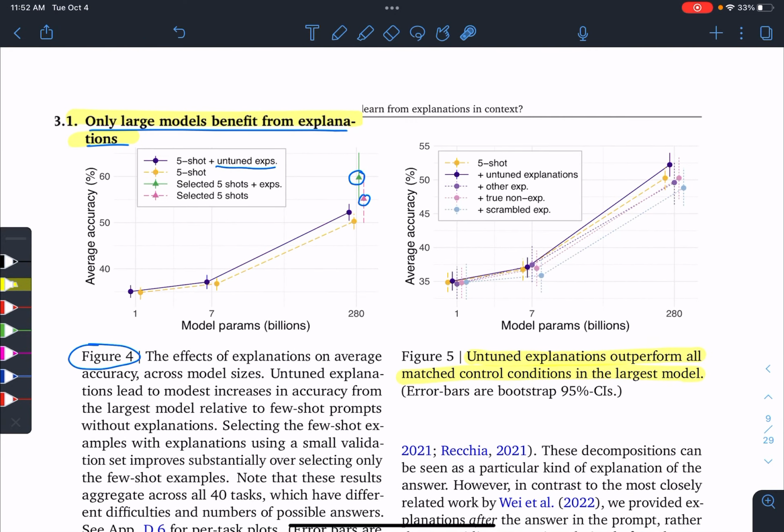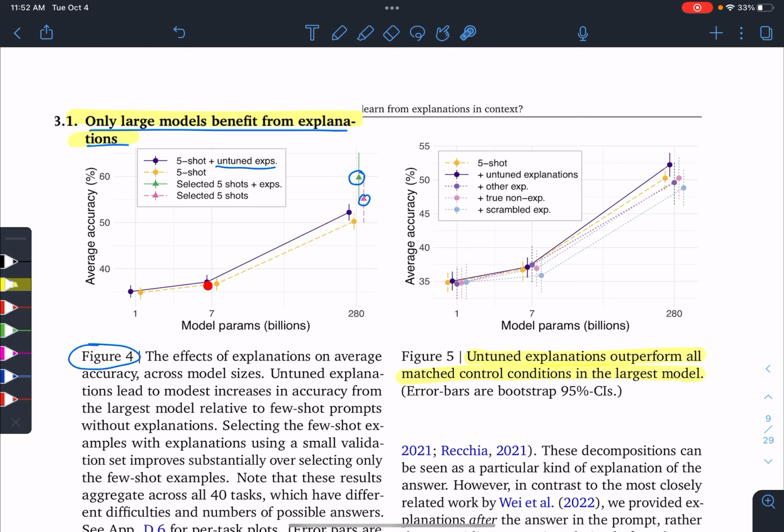So there is some more analysis. This is only large models benefit from explanation. So this is the number of parameters in the model, and this is average accuracy over 40 tasks. Okay. The yellow one is just the 5 shots without any explanation. The purple is 5 shot plus untuned explanation.